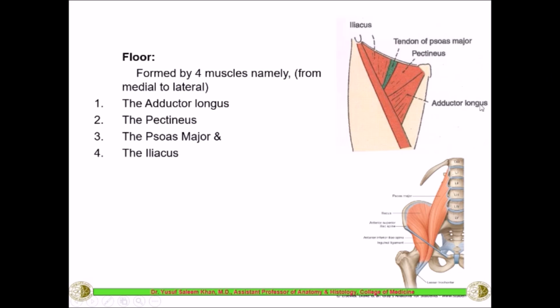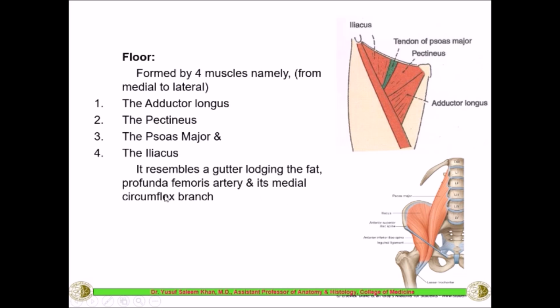Here you can see the psoas major muscle, and this is the iliacus which is coming from the iliac fossa. These two together form a gutter-like thing, and together they are called the iliopsoas. It resembles a gutter lodging the fat, the profunda femoris artery and the medial circumflex branch of the femoral artery. So these are the two muscles which form a gutter, the iliopsoas.